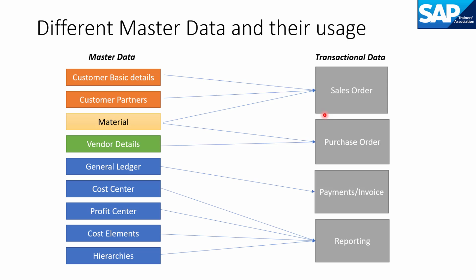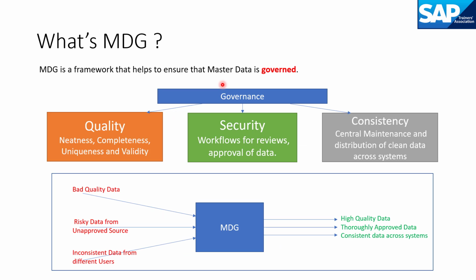Sales data, sales orders, purchase orders, these are created every single day in hundreds or even thousands or millions. So this is the main difference between master data and transaction data. Okay. Now, going ahead, what is MDG?